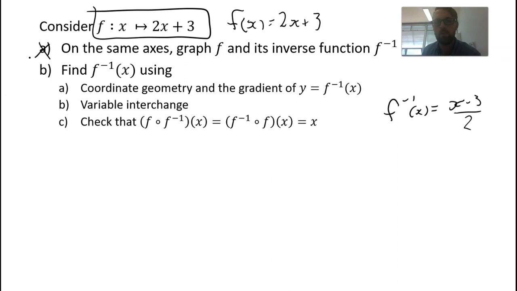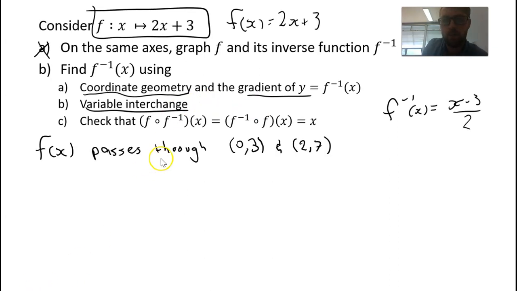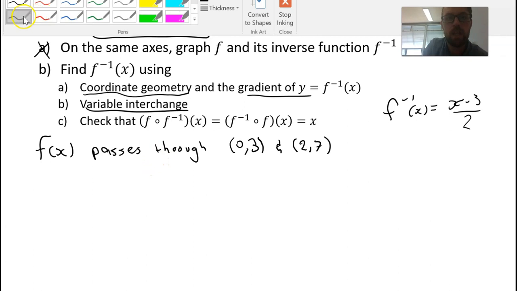Now, what we've got to do is find the inverse. So we've done that previously, and we used that variable interchange method. I'll do it again just to refresh it. But the other thing we can do it with is using coordinate geometry and the gradient. Okay. So what we're going to do is, we'll start by finding the gradient. So we are going to have a look at f of x.